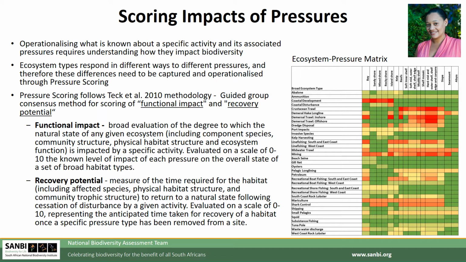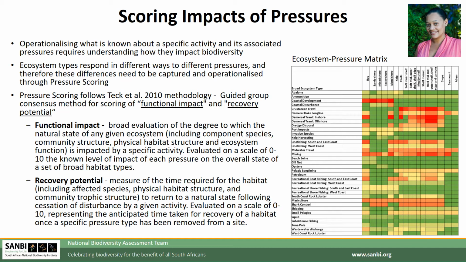In order to carry out the assessment, we needed to score the impacts of our pressures. This is done to operationalize what we know about a specific pressure and the associated impacts on biodiversity. We understand that ecosystem types respond differently to different types of pressures, and therefore these differences need to be captured through pressure scoring. In South Africa, we use the Tech et al. 2010 methodology, which uses guided group consensus to score for functional impact and recovery potential.